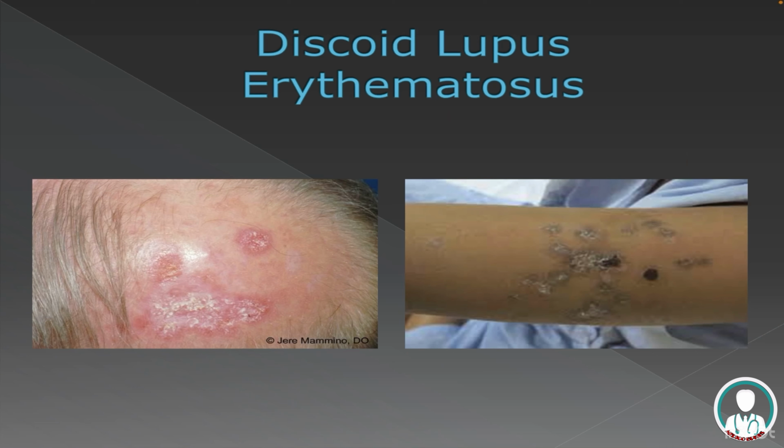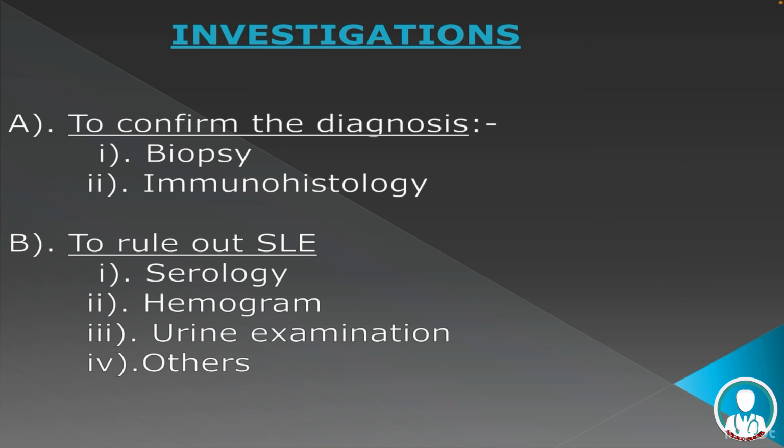Firstly, discoid lupus erythematosus. The investigation can be broadly categorized into two groups. First, to confirm the diagnosis, and second, to rule out systemic lupus erythematosus. To confirm the diagnosis, we have biopsy and immunohistology, and to rule out SLE, we have serology, hemogram, urine examination, and some various other examinations.